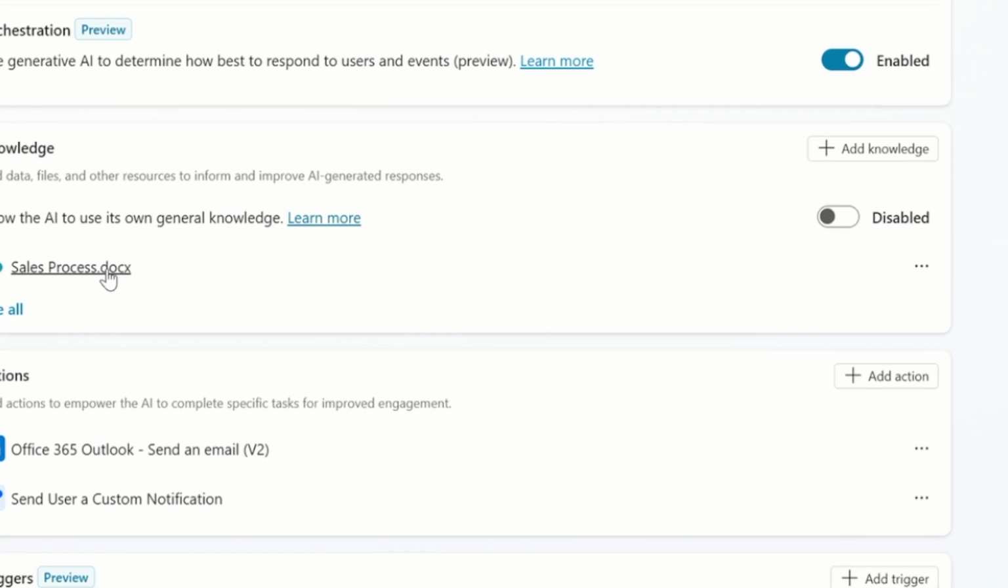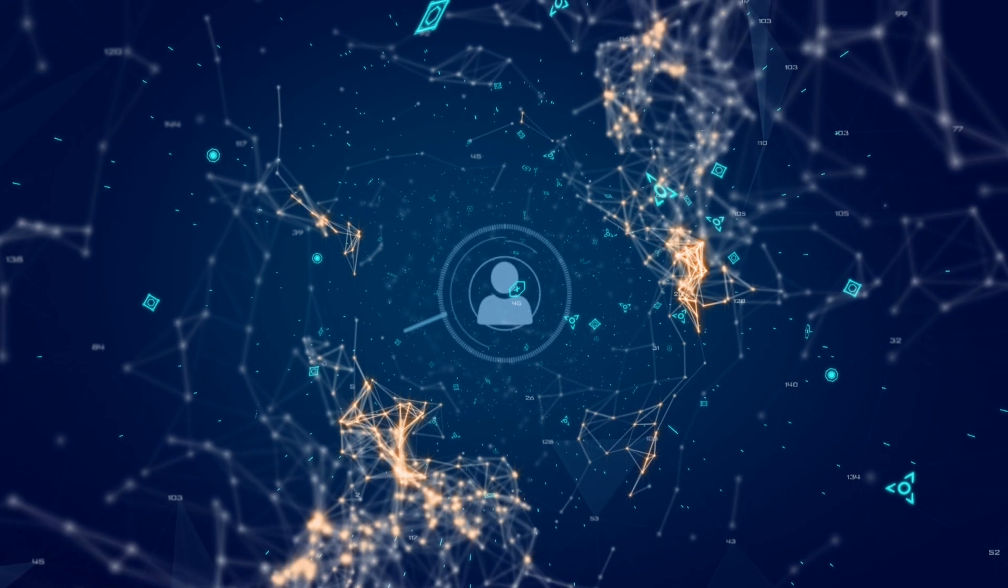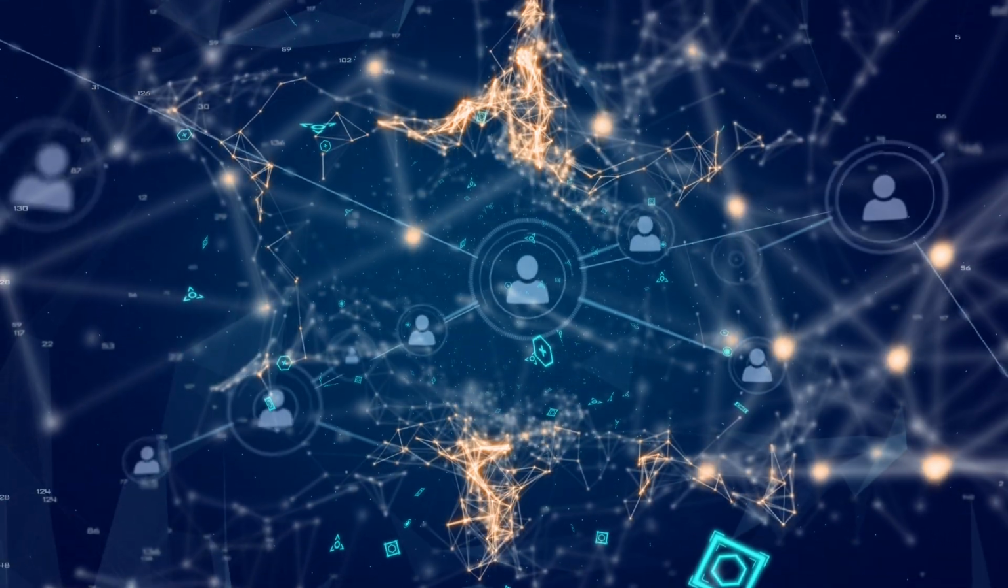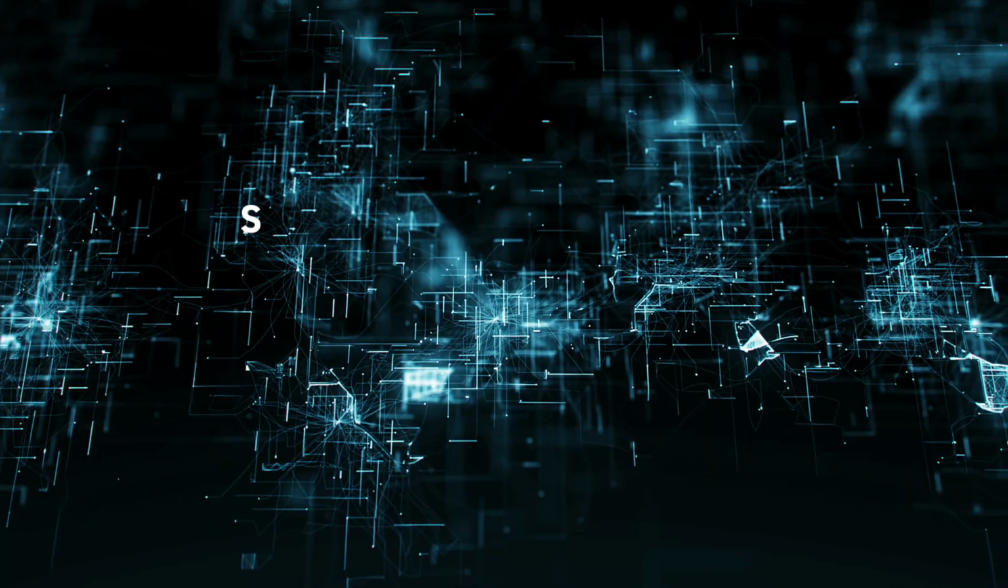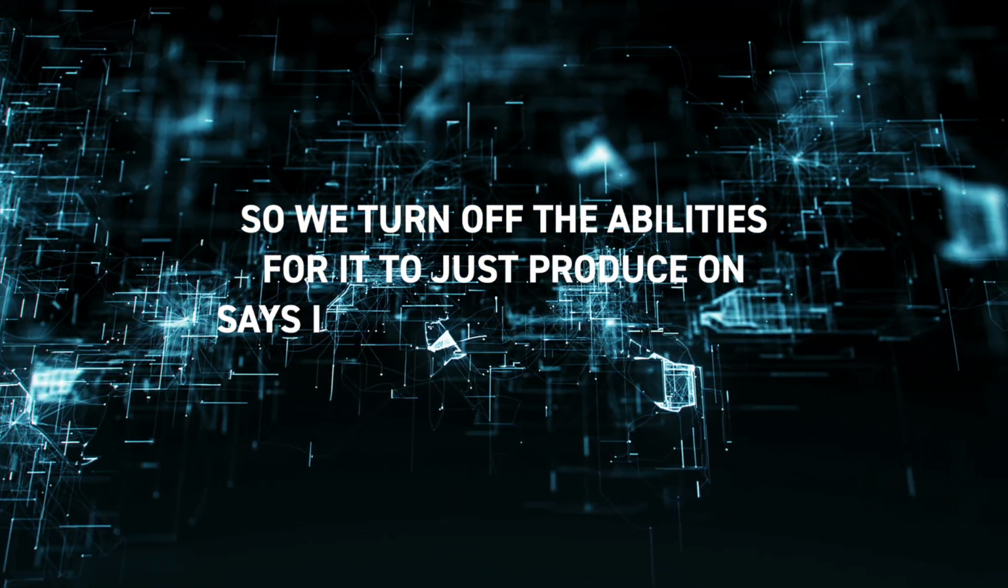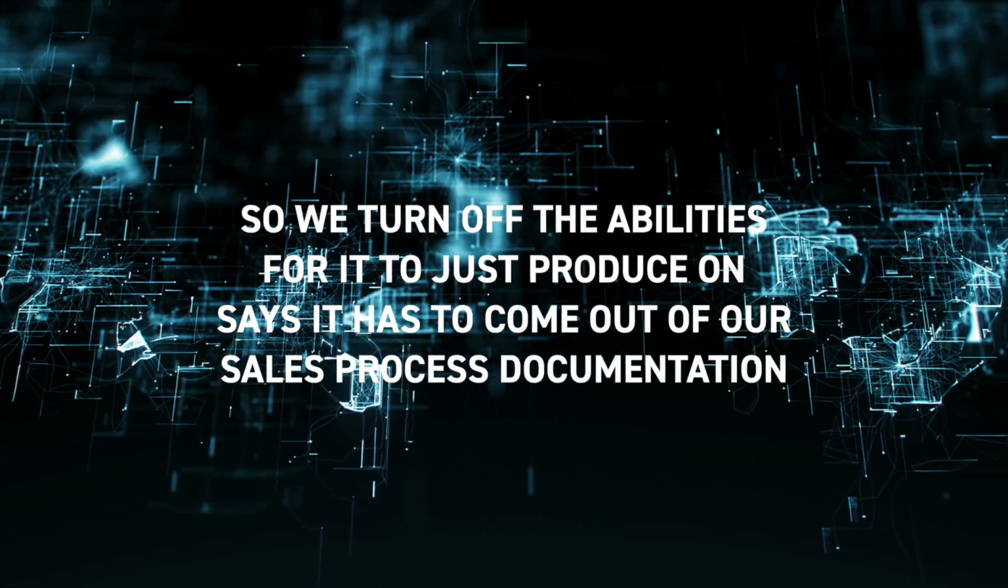We've incorporated our sales process, which is a doc sitting in SharePoint. You can see the nice little SharePoint icon there. And we've also disabled the ability for AI to use its own general knowledge. So this AI component is driven by a model behind the scenes. In this case, GPT 4.0. It is monitoring all of our information that's coming in and then using GPT 4.0 to generate answers. But I want my answers to be very specific. We said we don't want hallucinations. We only want information that it finds within our knowledge base, and so we turn off the abilities for it to just produce answers. It has to come out of our sales process documentation.